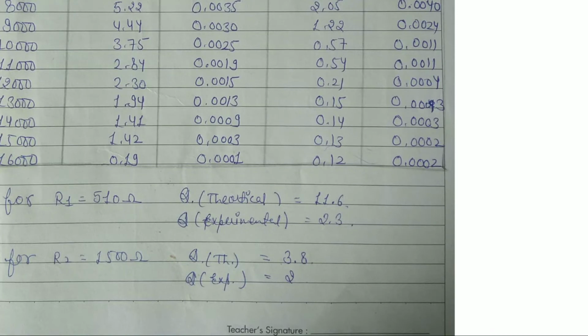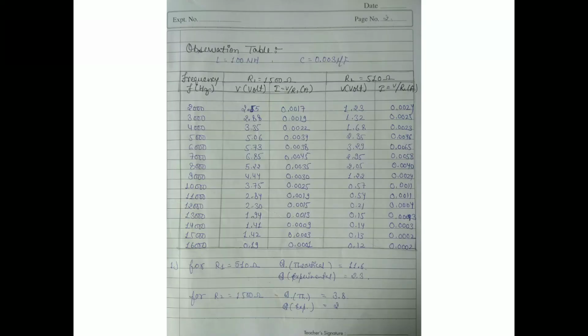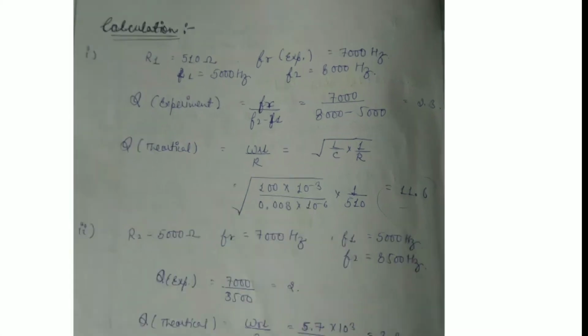For R1 is equal to 510 ohm, Q theoretical will be given as 11.6, Q experimental we obtain 2.3. For R2 is equal to 1500 ohm, Q theoretical is 3.8, Q experimental is equal to 2. This calculation is given ahead. This is the calculation.